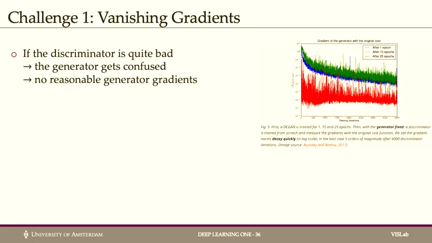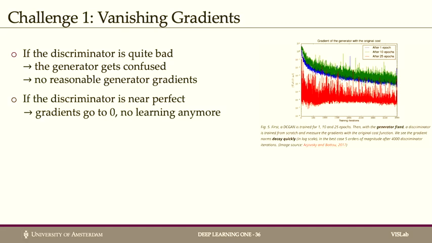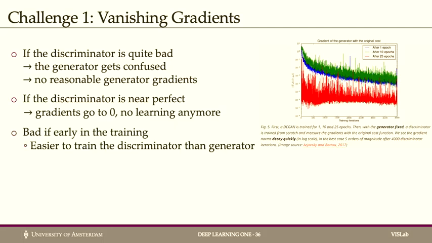And at that point, your gradients are only 10 to the minus 6 anymore. So at that point, you're not getting any gradients anymore if the discriminator is really good. So the gradients will go to 0. If the discriminator is quite bad, the generator won't get any good gradients as well. So you won't be able to get good training here.